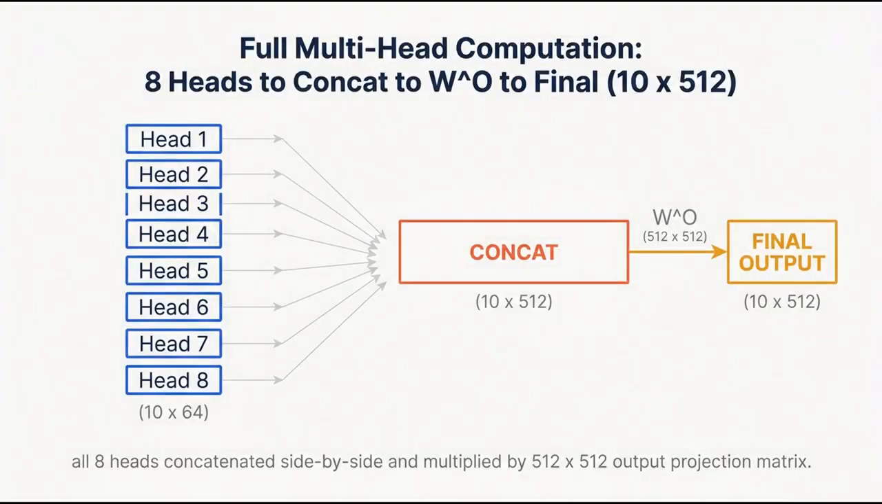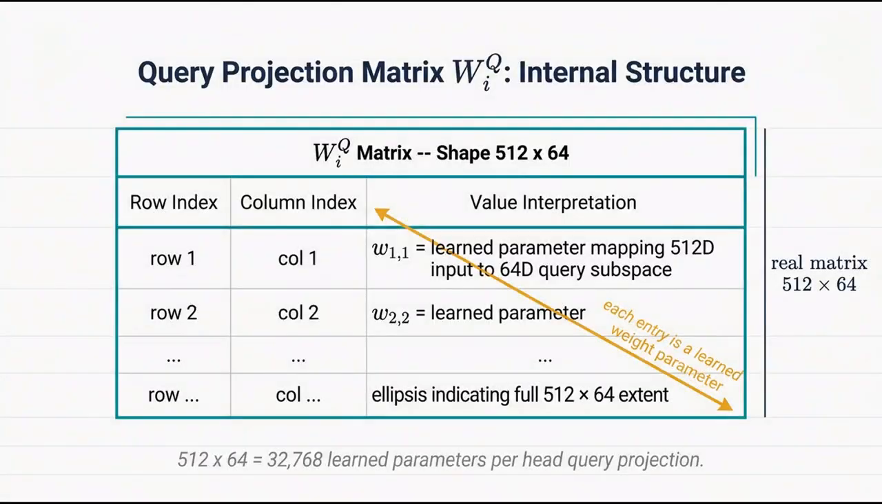Compute the attention weights using the scaled dot product, resulting in a 10 by 10 attention weight matrix, which we multiply by the 10 by 64 value matrix, producing a 10 by 64 output for head 1. We repeat this for all 8 heads, concatenate the results side by side to get a 10 by 512 matrix, and multiply by the 512 by 512 output projection matrix W superscript O to produce our final 10 by 512 output. The shape transformations can be visualized using the dimensions of the weight matrices.